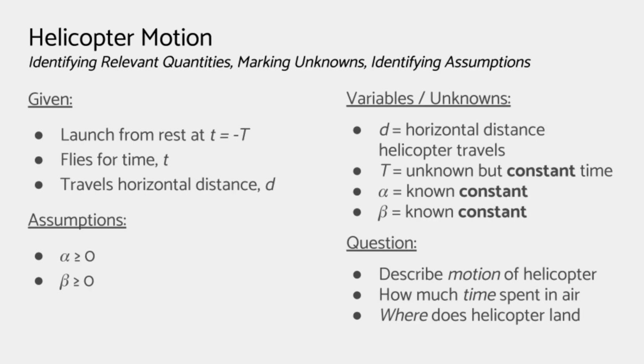In the provided helicopter problem, it is given that we launch at time little t, which is equal to negative capital T, a variable that represents an unknown but constant time. It is also given that it flies for time t and travels for a horizontal distance t. The other variables that are involved are alpha and beta, which are known constants, and we're also going to assume for this problem that they are greater than or equal to 0.